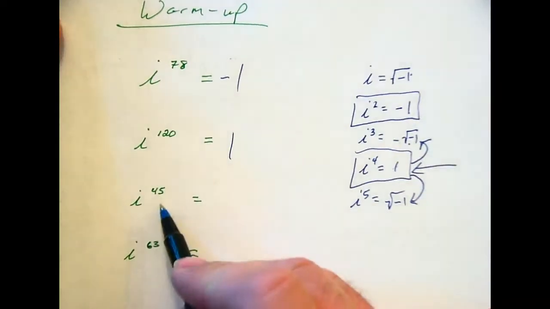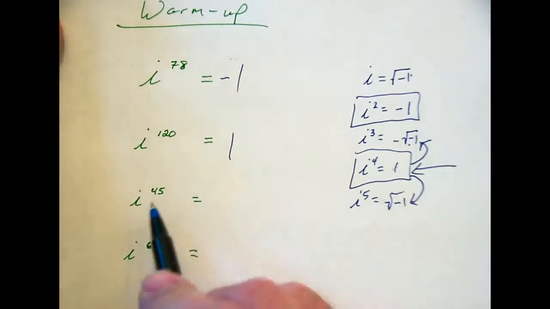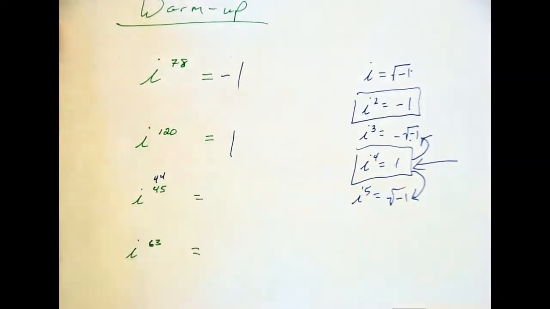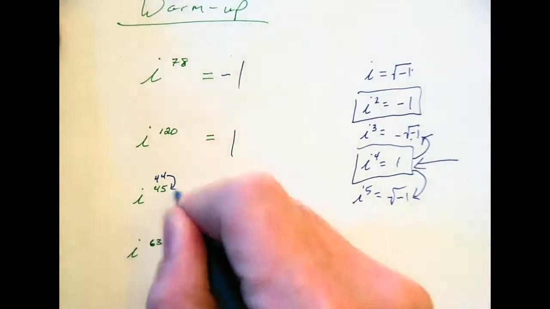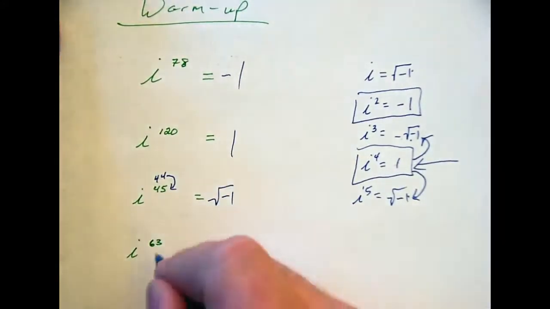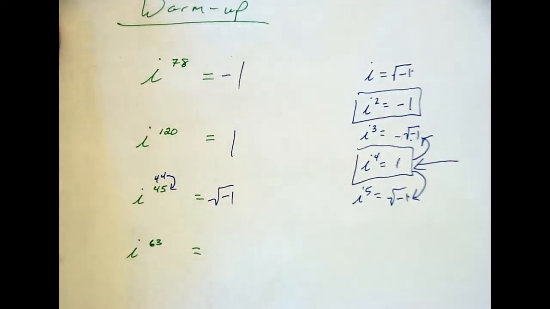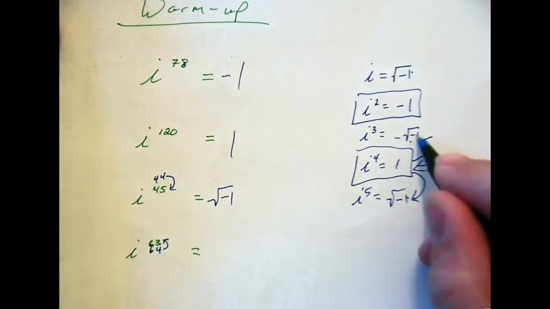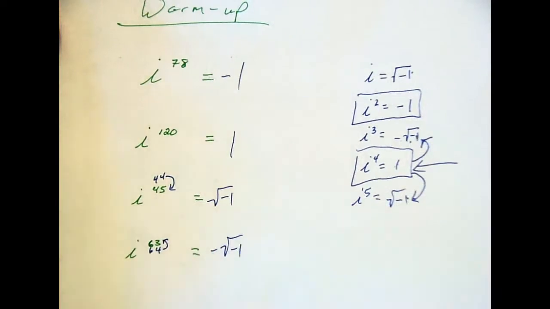So 45, what's the closest number that 4 goes into? 44. And that's right before, right? So this answer, the one right after, is root negative 1. What's the closest one on 63? It's 60, but there's one closer. 64. 63 is right before, so that means it's negative root negative 1.